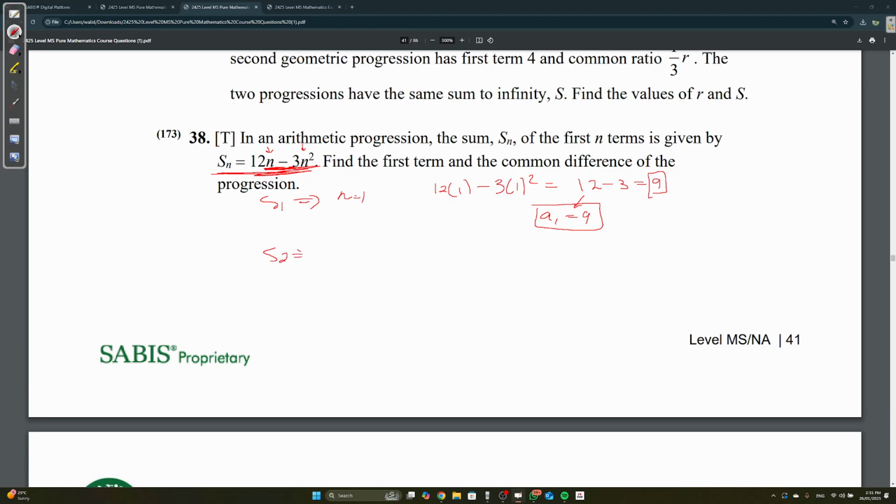So the sum of the first two terms, that means n equals 2, and you substitute n equals 2 over here. So you're going to get 12 times 2 minus 3 times 2 squared. You get 24 minus 12, you're going to get 12. So a2 is equal to 12. So they're only asking for the first term and the common difference. But to find the common difference, I can find a2 and then subtract a1. So now a2 minus a1, so 12 minus 9 is equal to 3. So d is equal to 3.